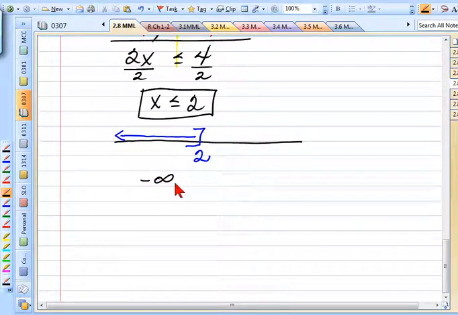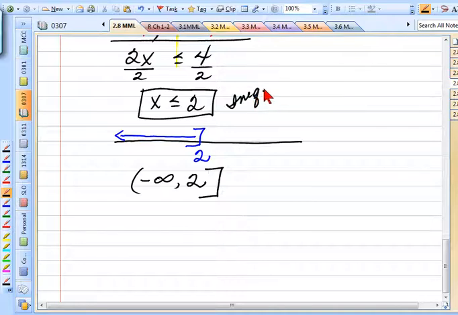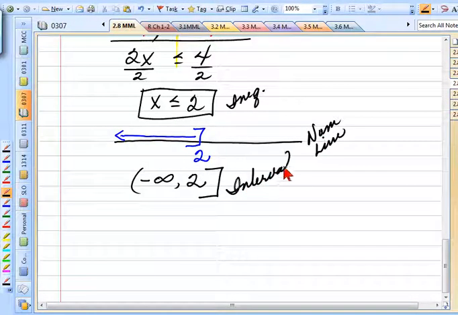So I have the inequality. I have the number line. And I have the interval. And I need to be able to write my answer in those three ways. Remember that if your arrow is going off to the left, that means negative infinity is written first in the interval.